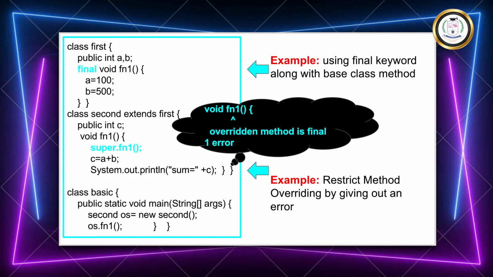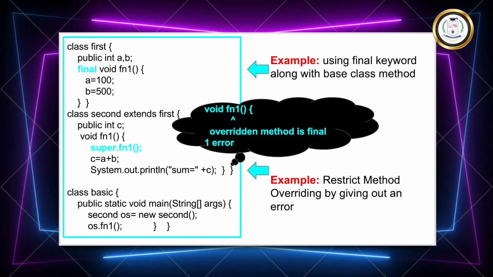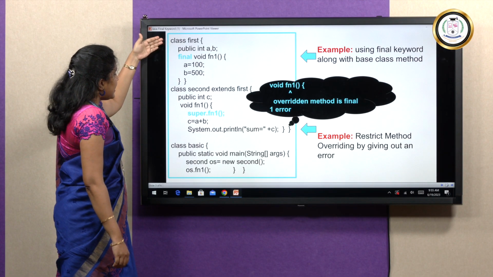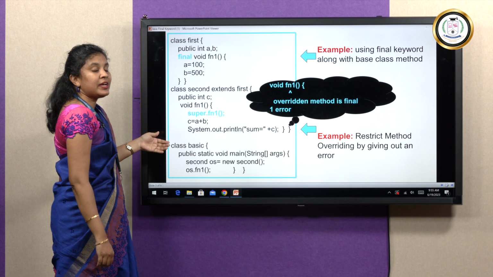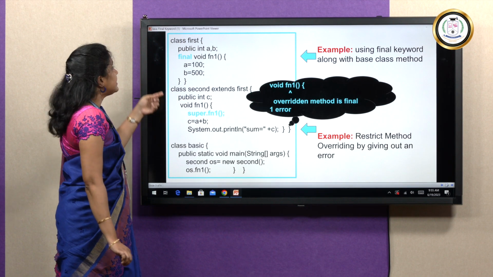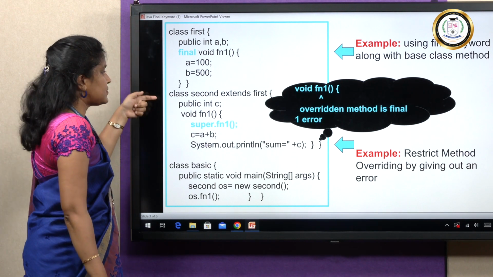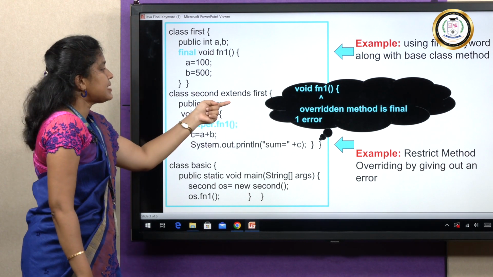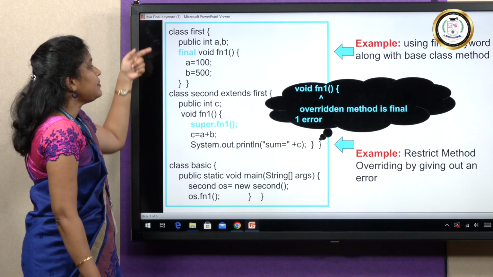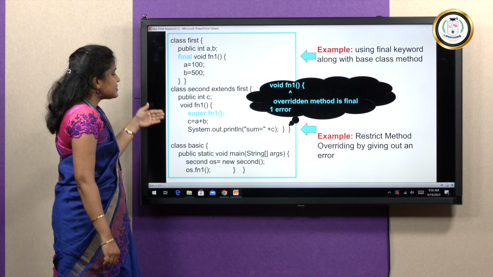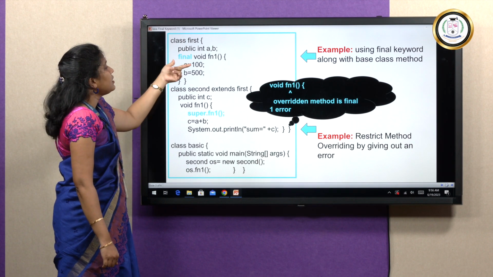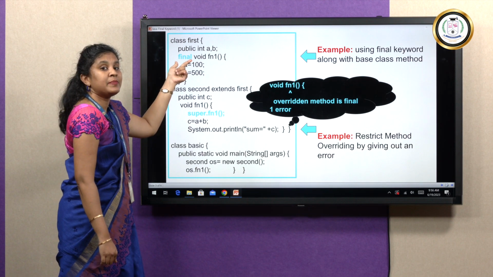This is a simple example where we use the final keyword before a method. In this class, I have a program with a single inheritance. When do I say it is a single inheritance? I have a base class as well as a derived class. The derived class has the keyword extends, which means it is a derived class of my base class. In this single inheritance, I am going to use a final keyword along with a function present inside my base class.